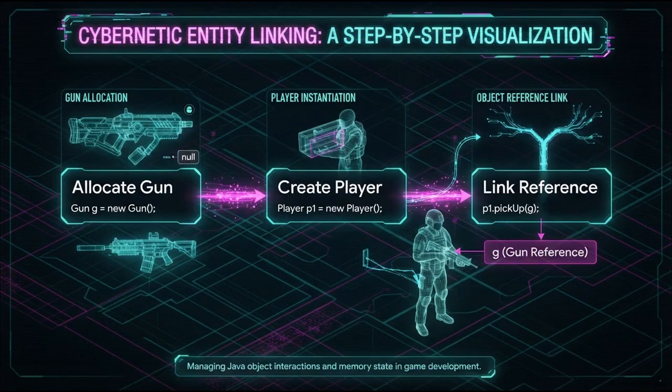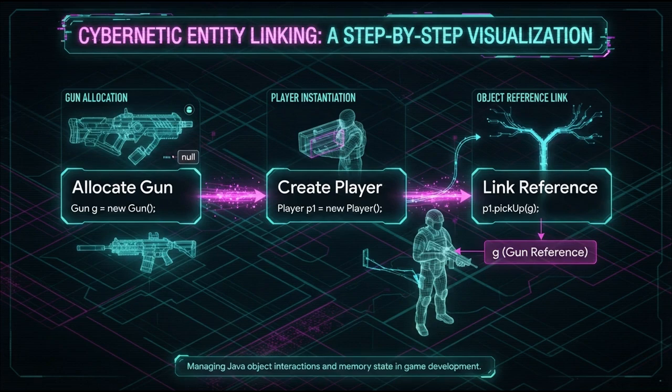So how do we actually connect them? We write a method inside our player called pickup, and take a look at its parameter. It takes gun g. It doesn't take an integer, it doesn't take a string, it takes an entire object reference. We wrap up our main method in 3 distinct steps.